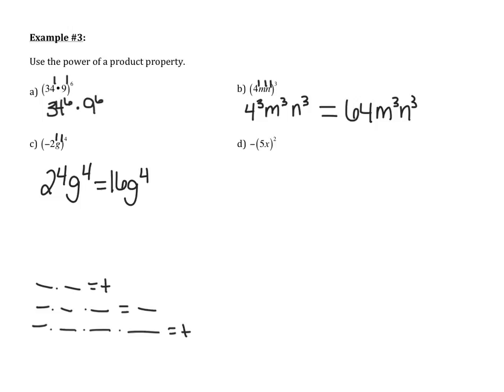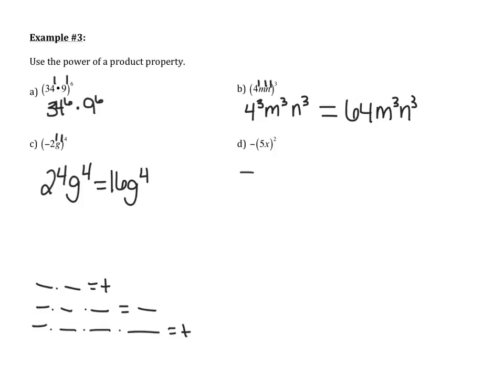And then when you look at part D, we have a negative sign outside of the parentheses. So this negative sign is not being raised to the 2nd power. The only things that are being raised to the 2nd power are the 5 and the x. So that negative sign is just going to hang out in front while I deal with what the 5 and the x would do when it's raised to the 2nd power.